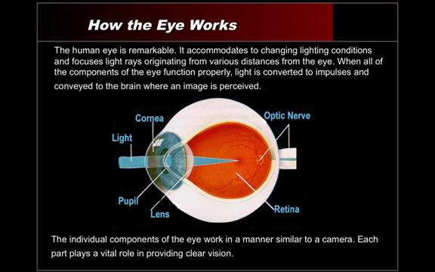It accommodates all kinds of changing lighting conditions and focuses the light rays coming from various distances, and it does all that through the pupil, into the back of the retina. So it's very interesting when we study the eye. It is very much the way a camera captures the light coming into the dark box, so to speak, and records that on the film.